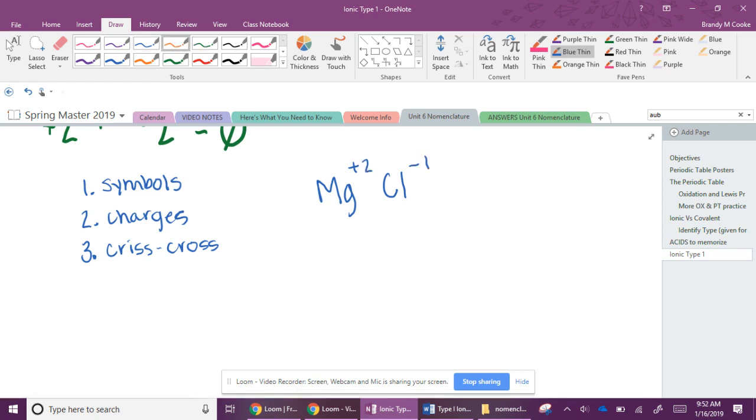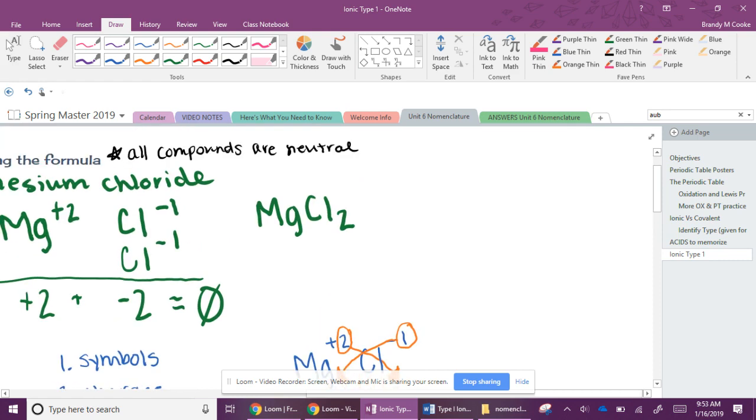So here's what I mean by crisscross. We're going to take this quantity, this number, and we're going to cross it down to become chlorine's subscript. And we're going to take this number and cross it down to be magnesium's subscript. And again, we don't write ones, so it's just telling us that there's only one of them. So it becomes MgCl2. And it's done. And hopefully that's easier for you guys than trying to go through all the math.